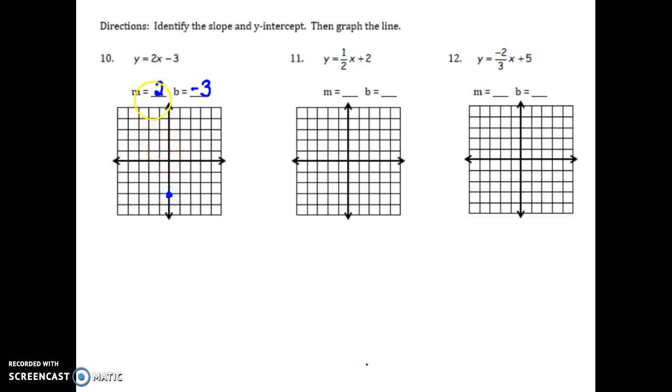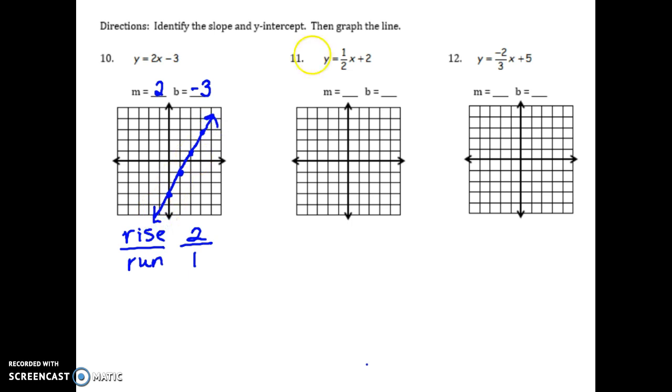My slope is 2, so I'm going to think of rise over run. My rise is 2, my run is 1. So it's positive. I'm going to rise 2, run 1, rise 2, run 1, rise 2, run 1. Once I have about 2 or 3 points, I can make the line. It should look like that.